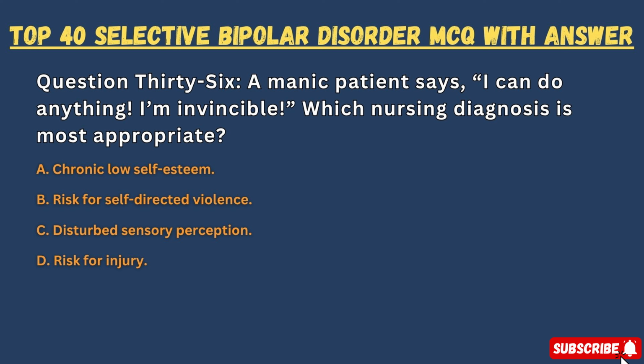Question 36. A manic patient says, "I can do anything. I'm invincible." Which nursing diagnosis is most appropriate? A. Chronic low self-esteem. B. Risk for self-directed violence. C. Disturbed sensory perception. D. Risk for injury. Answer: D. Risk for injury.